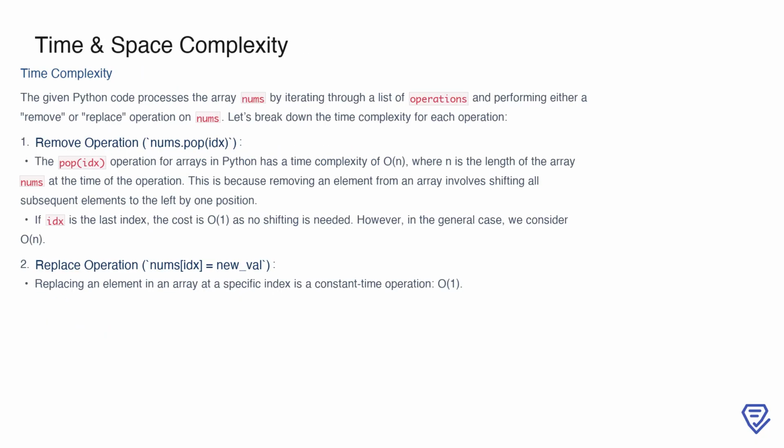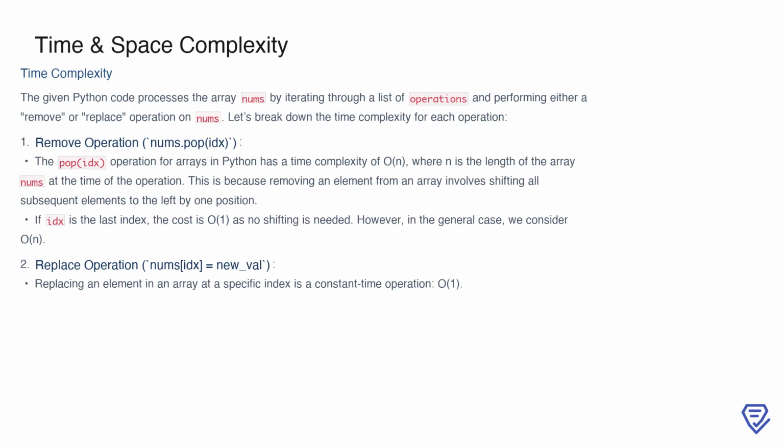Here, we analyze the time complexity of the given code. First, for the remove operation, which uses nums.pop(idx), the time complexity depends on the position of the element being removed. If the index is at the end of the array, the operation is O(1), because no shifting of elements is needed. However, in the general case where the index is not at the end, all subsequent elements in the array must be shifted to the left, making the operation O(n), where n is the current length of the array.